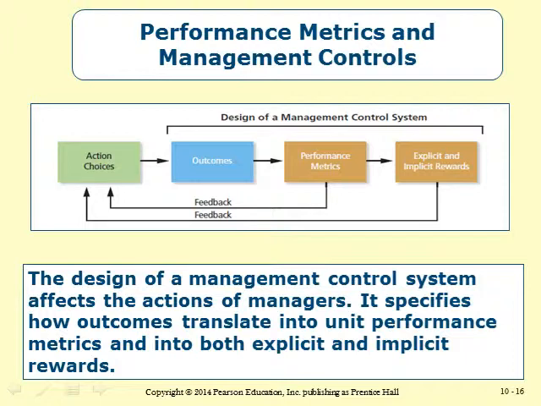Exhibit 10-2 shows how the design of a management control system affects the actions of managers. Managers have beliefs about how alternative action choices will lead to outcomes for their unit, and the management control system specifies how outcomes translate into unit performance metrics and into both explicit and implicit rewards. Managers' preferences motivate them to select actions that generate outcomes measured and rewarded by a company's management control system. The manager's understanding of how the control system links outcomes, performance metrics, and rewards influences the manager's choice of actions. Thus, the right metrics and rewards motivate actions that are in the company's best interest.